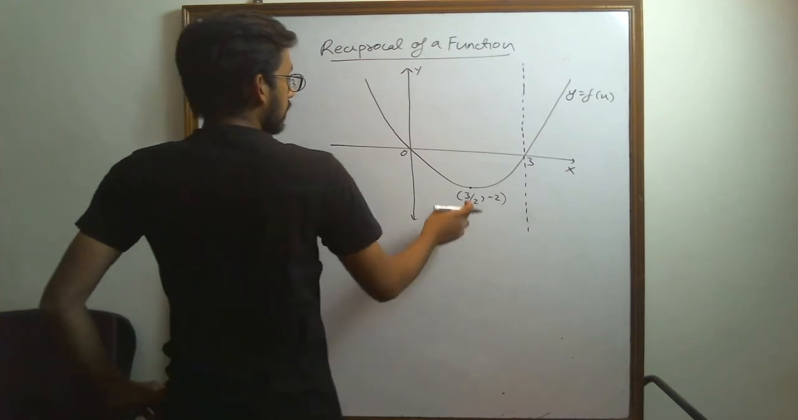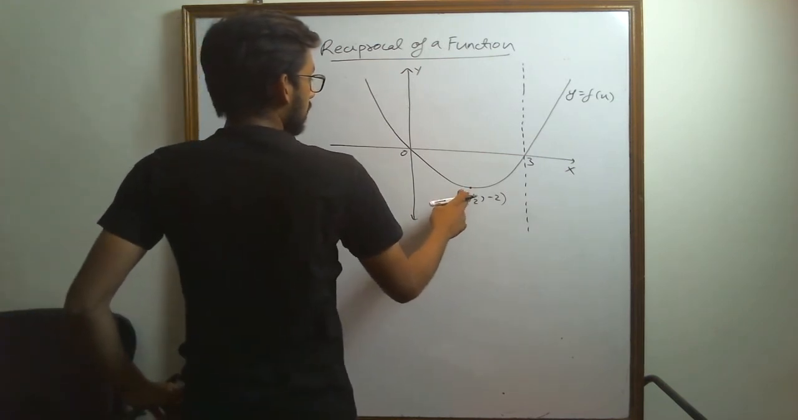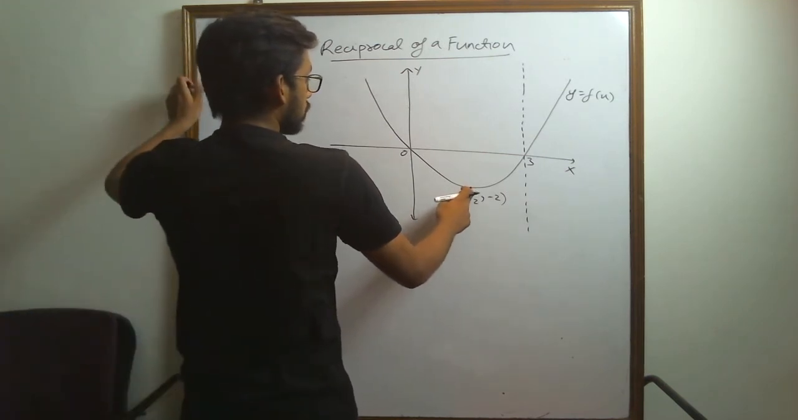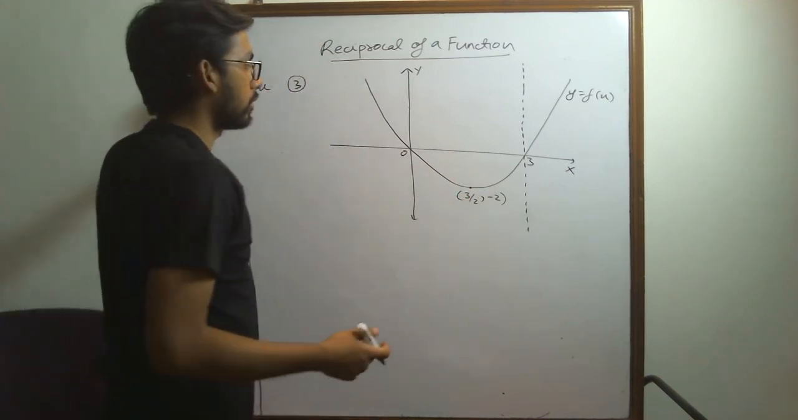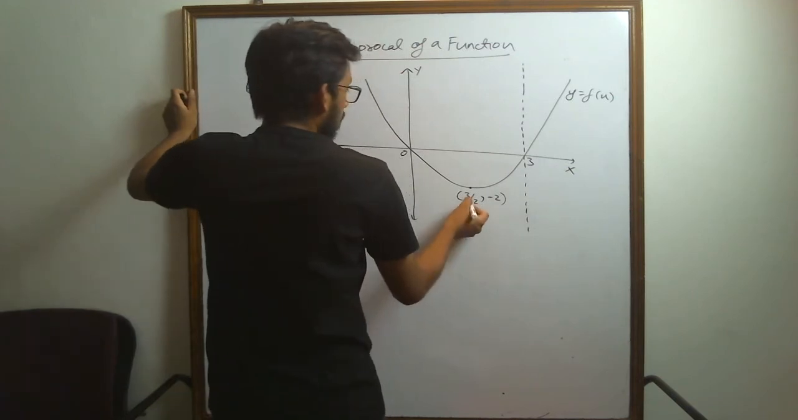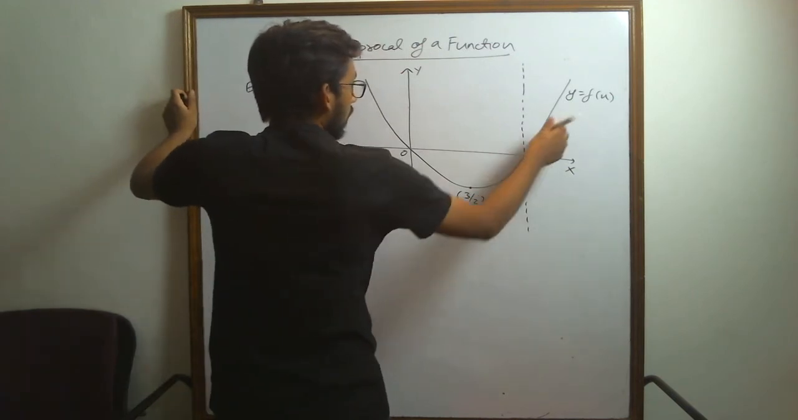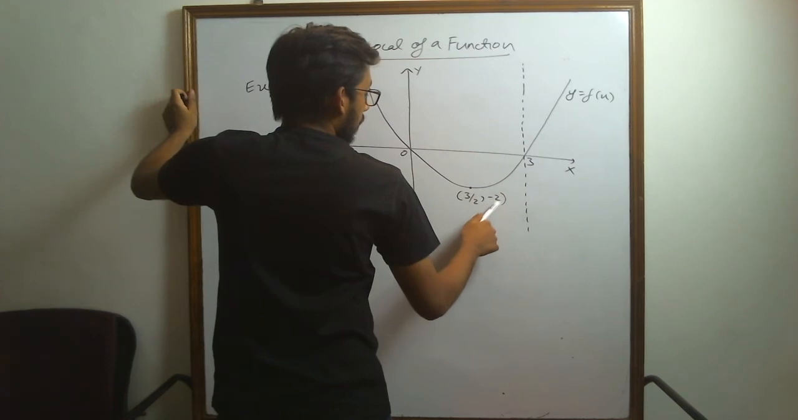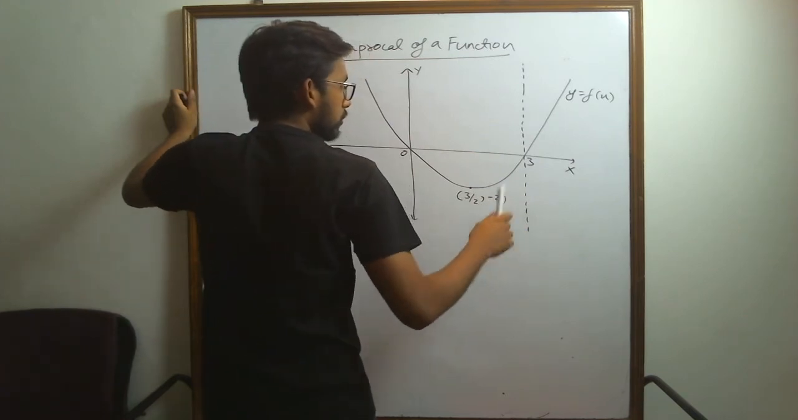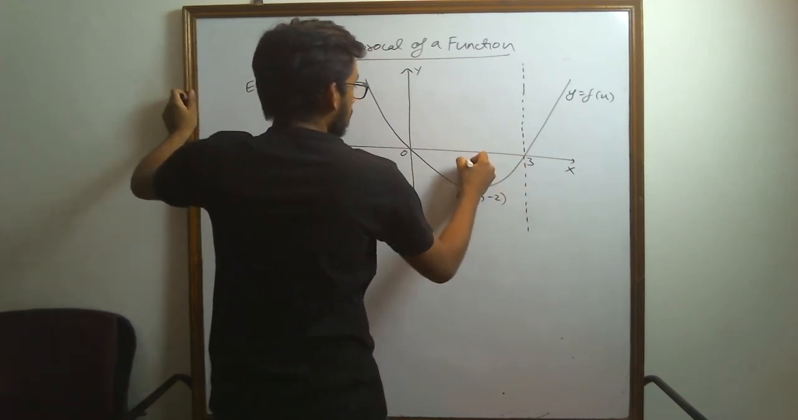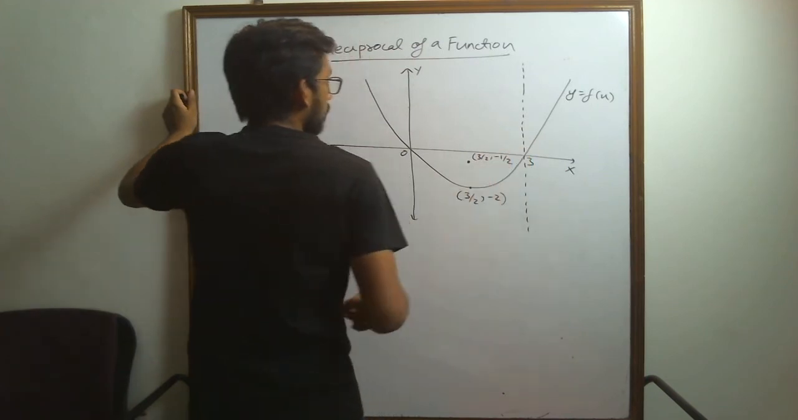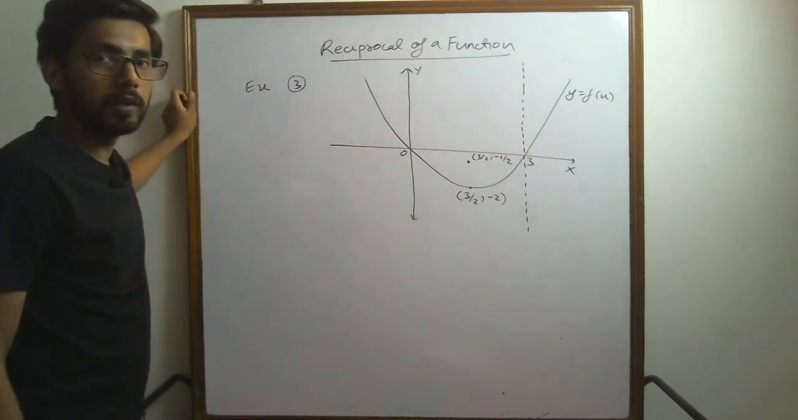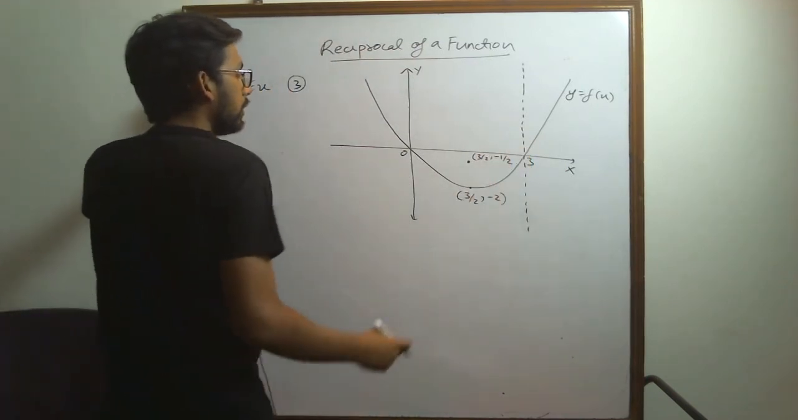Then we notice that the vertex of the parabola is a point of local minimum. So this will become the point of local maximum for the reciprocal of the function. At x is equal to 3 by 2, f of x is equal to minus 2. So the reciprocal of this will be 1 upon minus 2, that is minus 1 by 2. So (3 by 2, minus 1 by 2) becomes the point of local maximum for the reciprocal function.